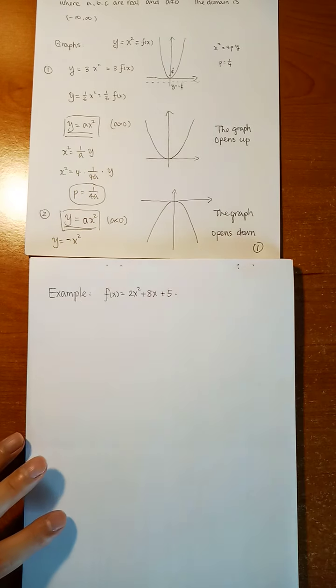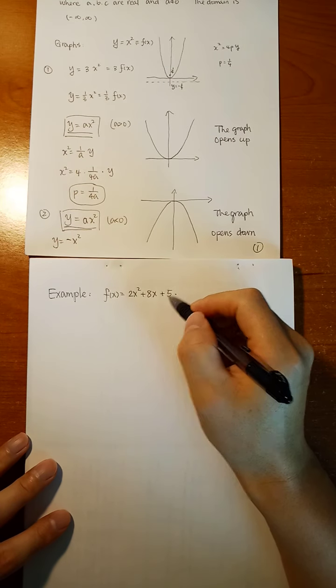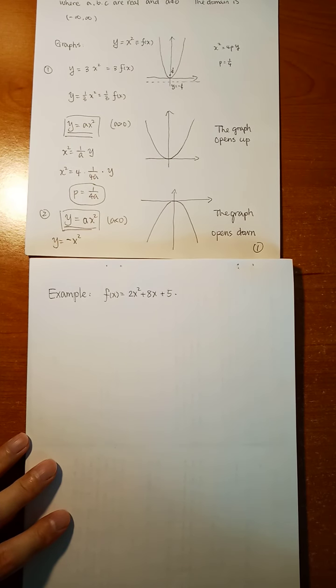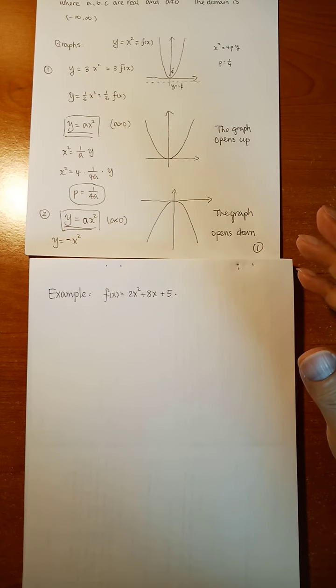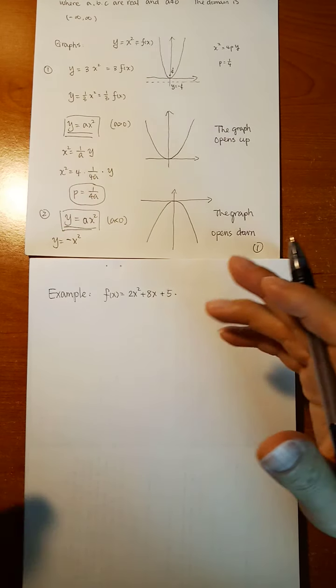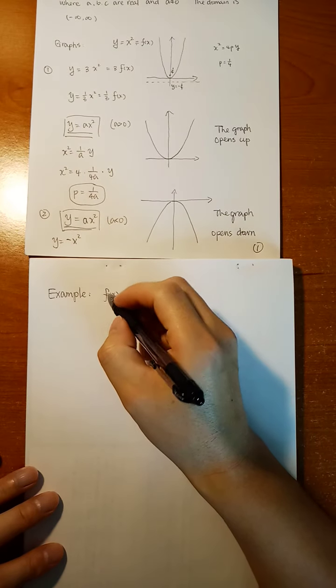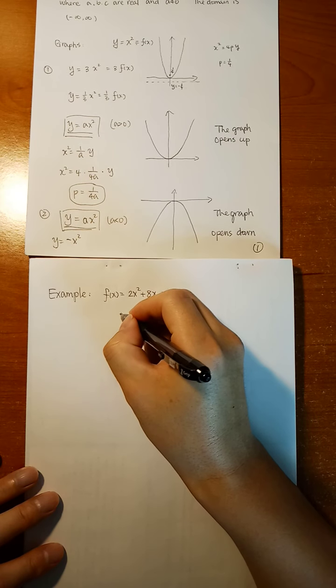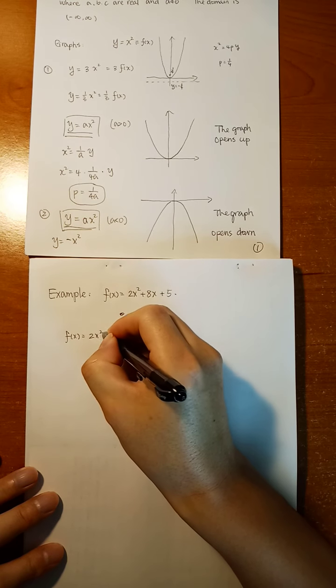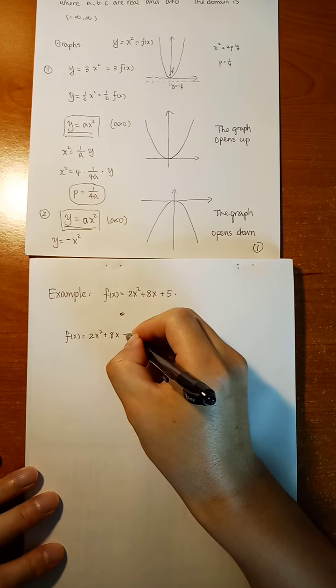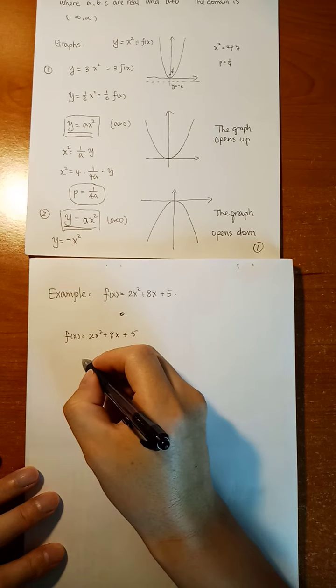Assume we have something like this, the quadratic function 2x squared plus 8x plus 5. So how do we do it? We are going to complete the square for x. Okay? So what is a complete square? The complete square is the following.